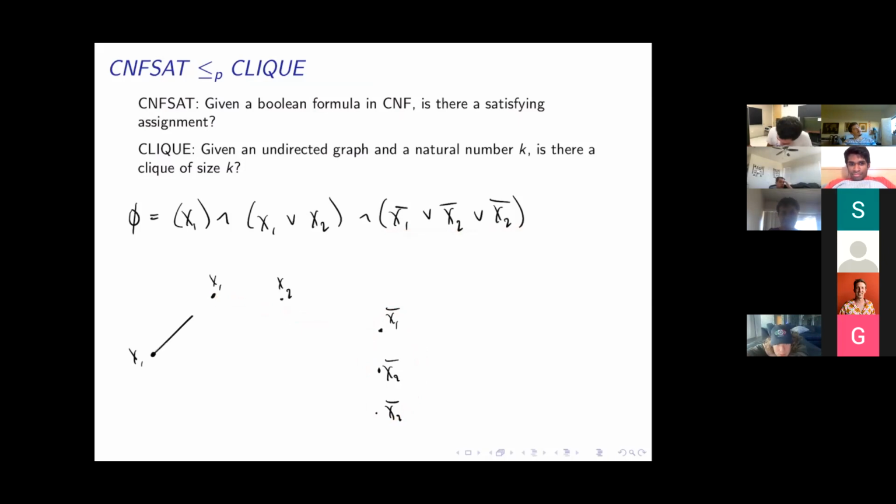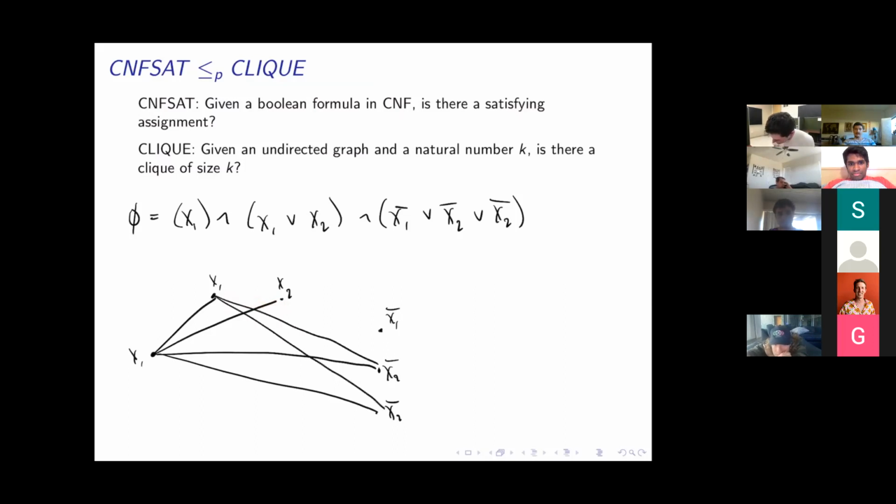So I'm going to connect x1 to x1, x1 to x2. I'm not going to connect x1 to x1 bar, but I will connect it to x2 bar. Again, not going to connect these two because they've come from the same clause, but I will connect x1 to x2, and x1 to x2 or x2 bar, and then I think the last one is there. And so here's a graph, and I claim that this graph has a clique if and only if the original thing has a satisfying assignment.